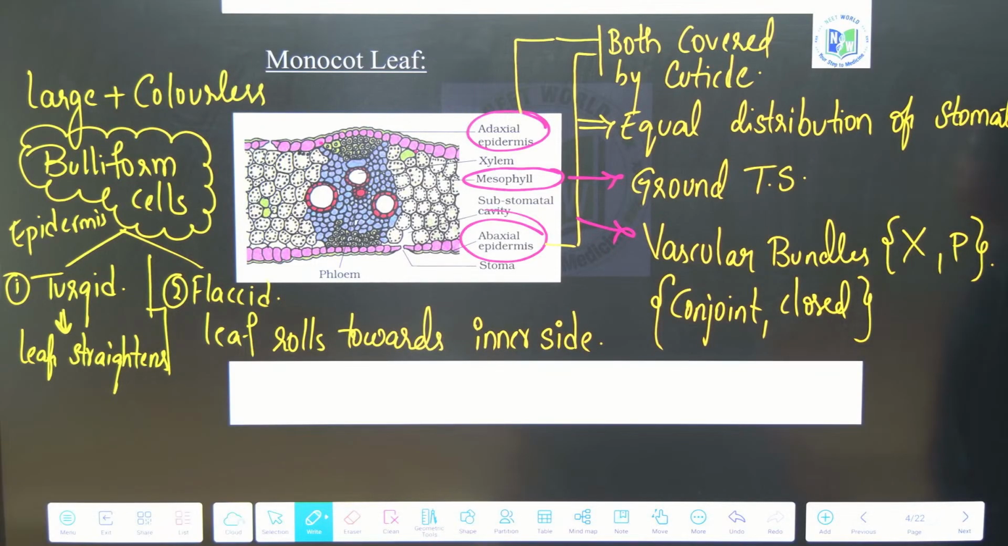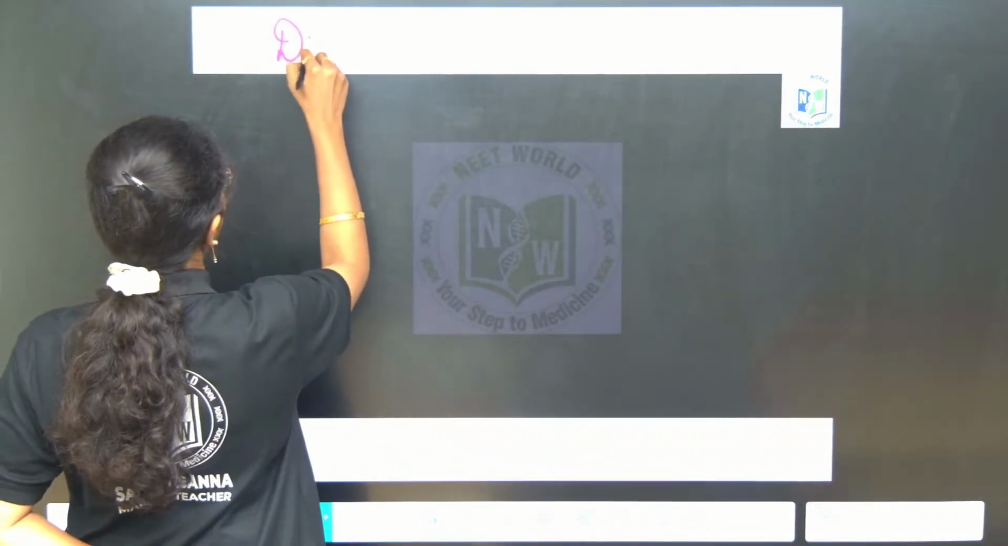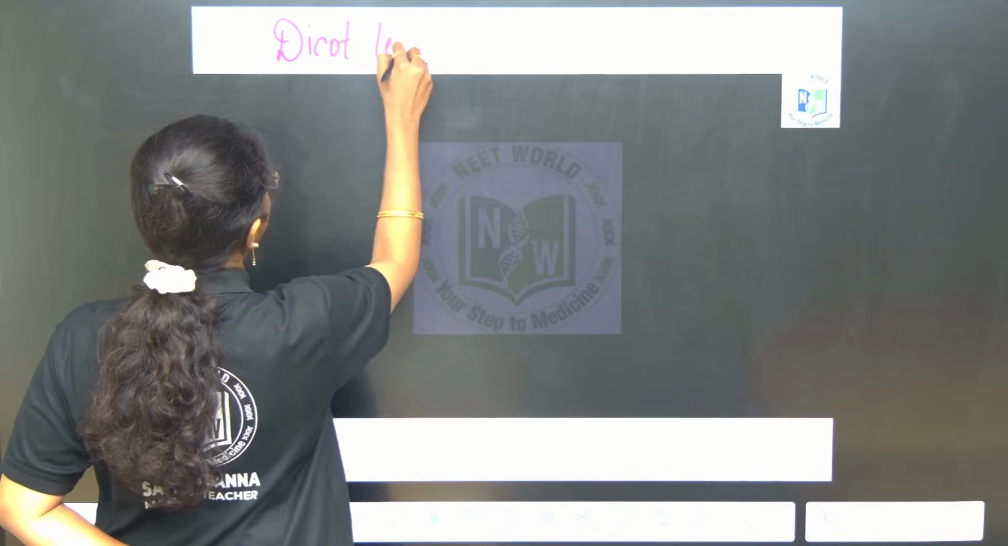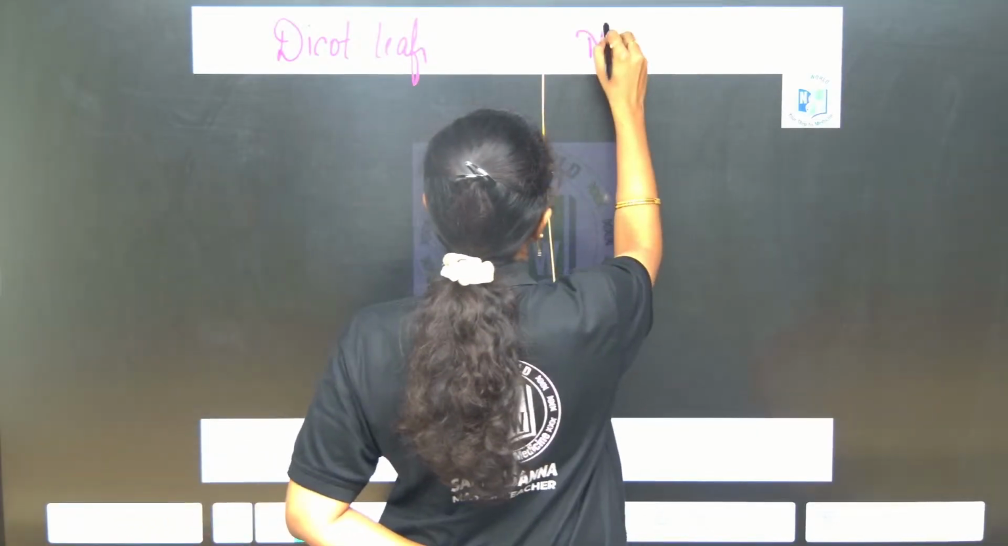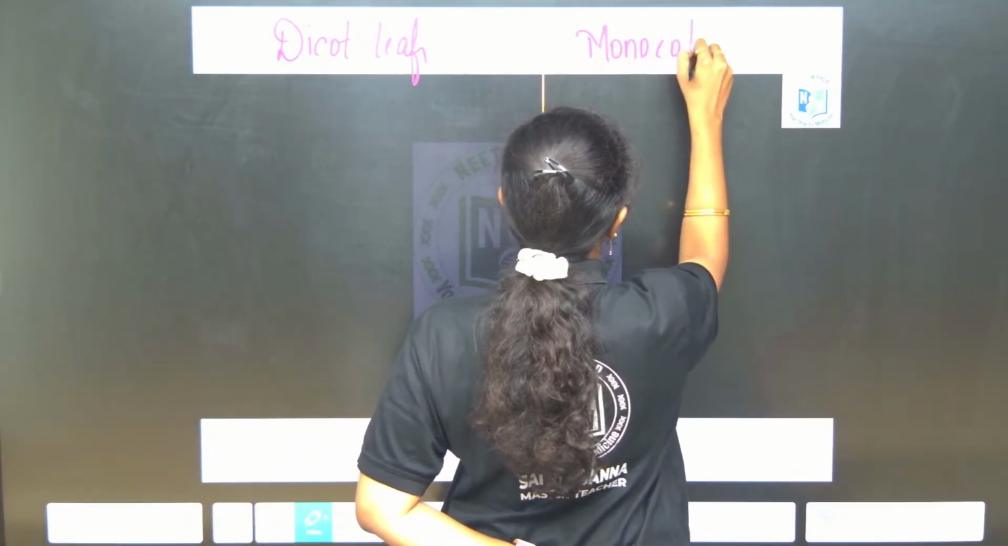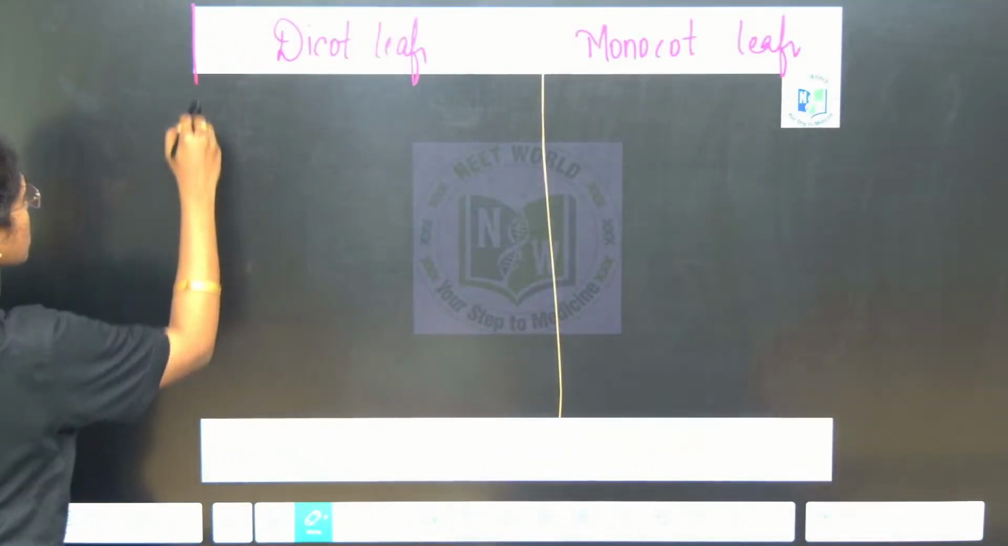Once it is done, let me know. We will compare between dicot leaf and monocot leaf of 3 tissue systems. Clear? So here let us compare between dicot leaf and monocot leaf. Have a rough table as it is.